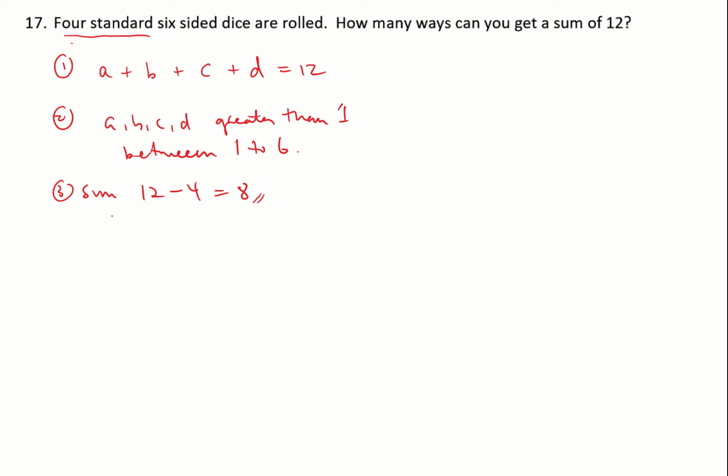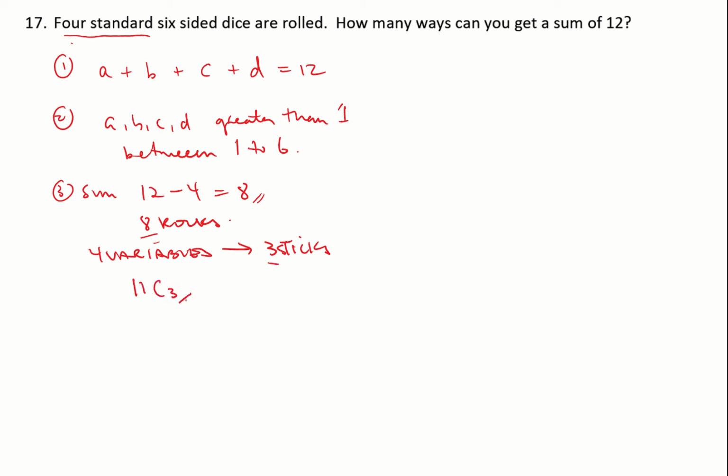Okay, so now let's count. Your sum is 8. That means you have 8 rocks. You have 4 variables. That means you'll have 3 sticks. There you go, that's how you spell it. So altogether you have 8 and 3, so 11 spaces.